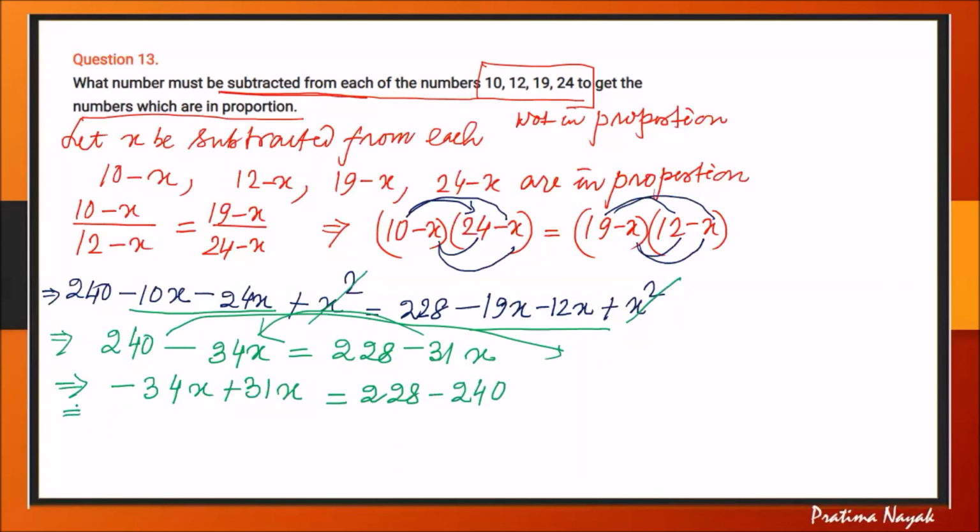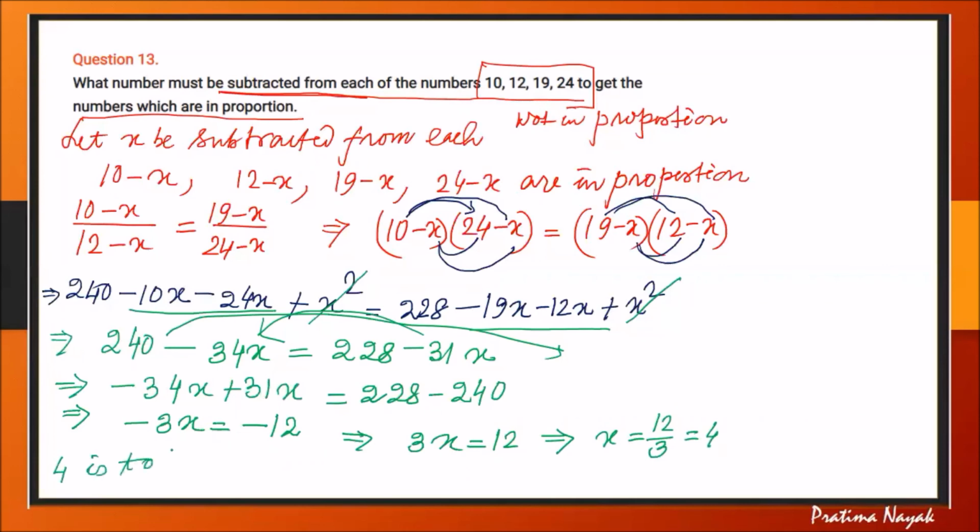Or you are getting how much? Minus 34 plus 31, minus 3x. And here 228, 240. 240 is greater. How much greater? 12 greater. And it has a negative sign, so I'll write negative. Or minus 3x is equal to minus 12. Negative is cancelled. Or x is equal to 12 by 3. How much is 12 by 3? 4. So the answer is 4 is to be subtracted.